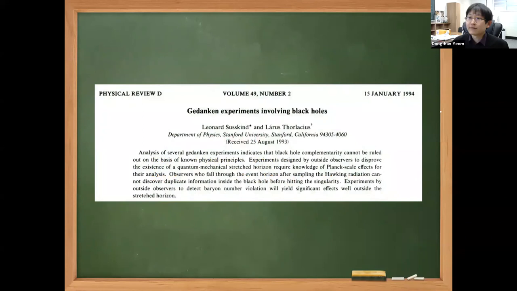Then you may ask whether this is indeed consistent or not. This looks very interesting, but in order to check the consistency of the black hole complementarity idea, that is, to check whether there is an observer who sees the duplication of the information, there were several Gedanken experiments involving black holes. In this paper, one year later, by Susskind and Thorlacius, they provided several Gedanken experiments. And I think today I will show the idea of the most important Gedanken experiment involving black holes.